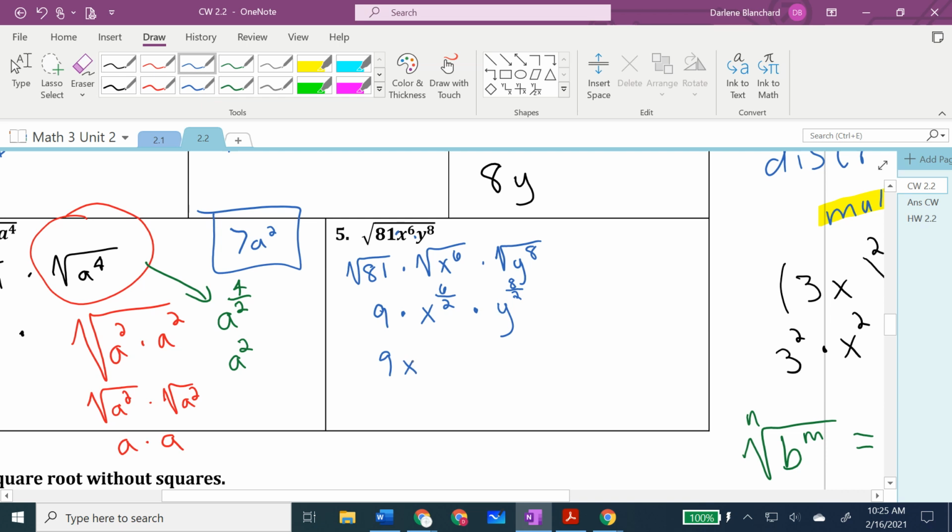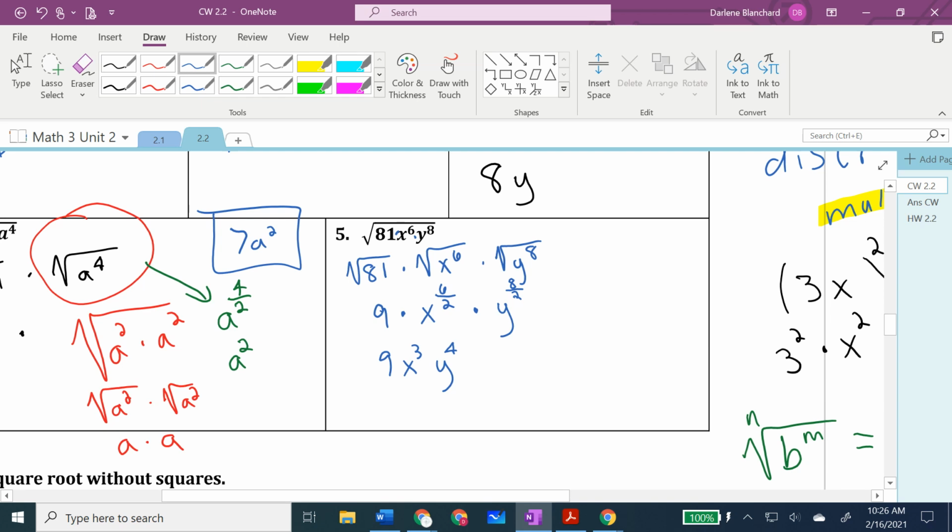6 divided by 2 is 3. 8 divided by 2 is 4. And if I don't write the multiplication, it's understood if I don't write the symbol for multiplication. And I would say that this is the easiest way, I think, to do it, but we all think differently.